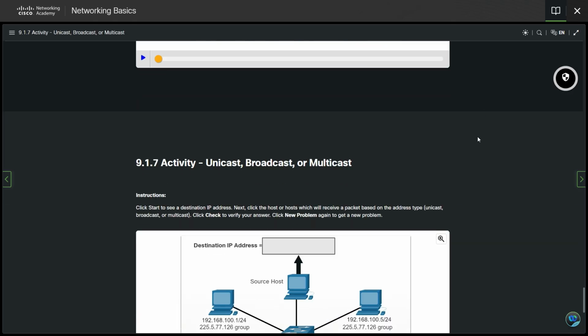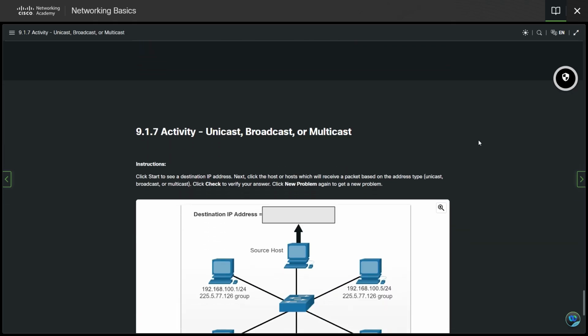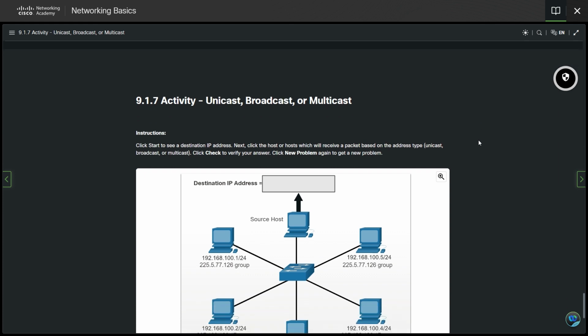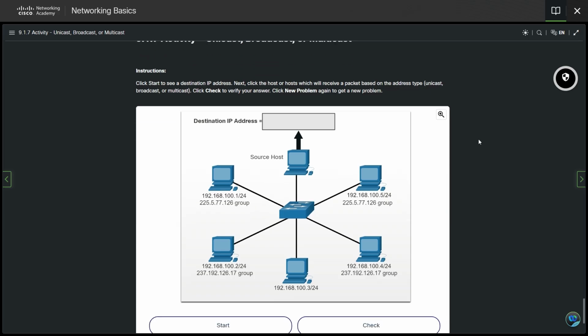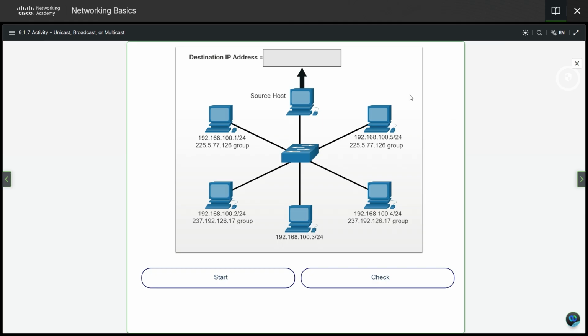And we have an activity: unicast, broadcast, or multicast. Instructions: click Start to see a destination IP address. Next, click the host or hosts which will receive a packet based on the address type: unicast, broadcast, or multicast. Click Check to verify your answer. Click New Problem to get a new problem. Okay, start.